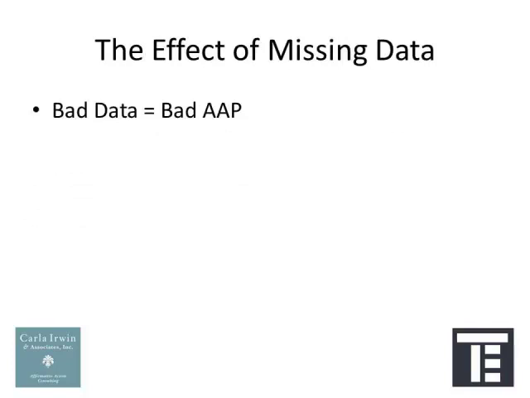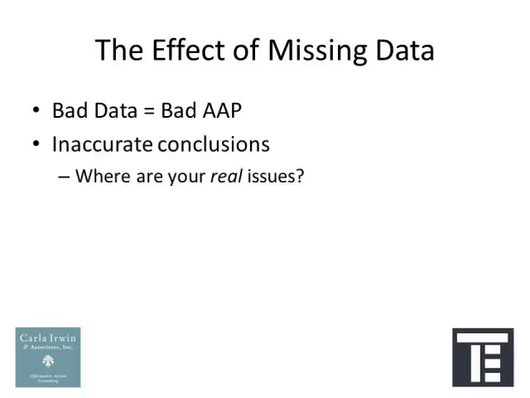Now, as we've said in each of the webinars in this series, if you have bad data, that's going to lead to a bad affirmative action plan. The statistics are only as good as the data that generate them. And if you have missing data, bad data, or inaccurate data, that's going to lead to inaccurate conclusions, and it's going to make it difficult for you to identify where your real issues are.